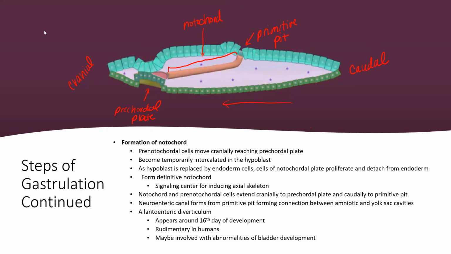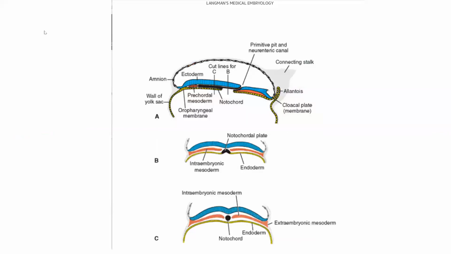Neuroenteric canal forms from the primitive pit, forming the connection between the amniotic and yolk sac cavities. Allantoenteric diverticulum appears around the 16th day of development, and it is rudimentary in humans and may be involved with abnormalities of bladder development. So here's just another view of the notochord development.